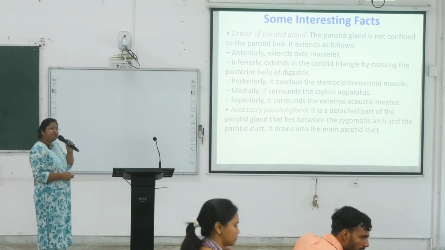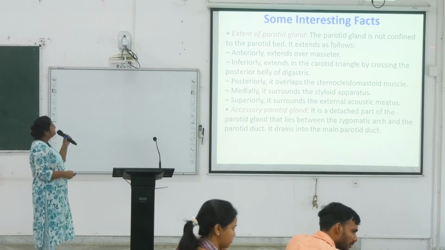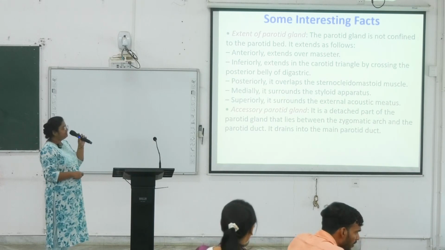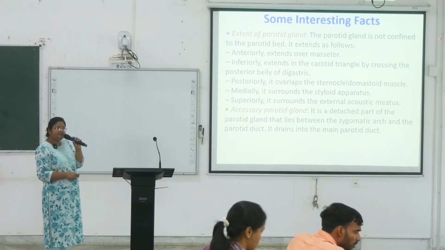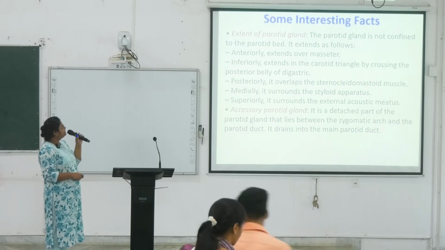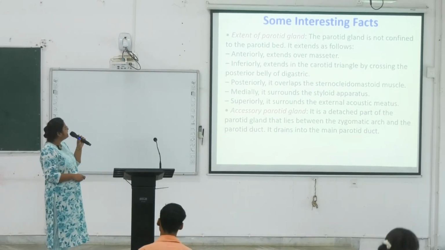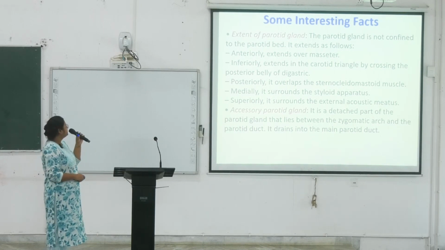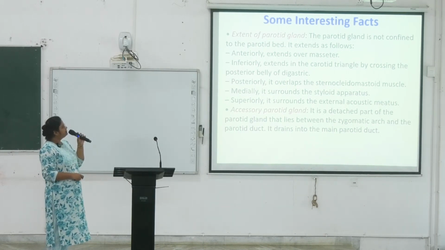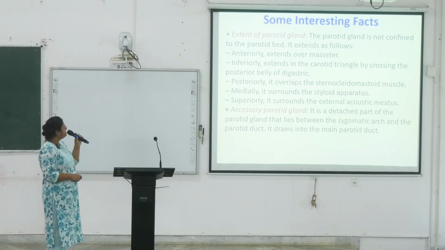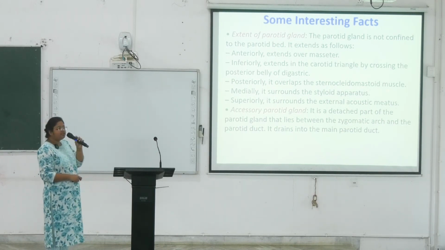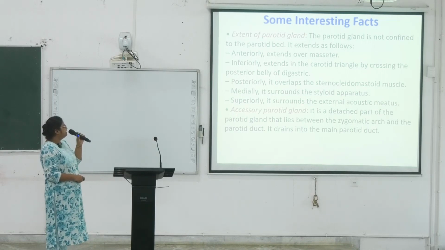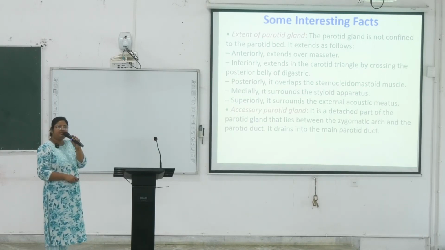Now, extent of the parotid gland. The parotid gland is not confined to the parotid bed. It extends anteriorly over the masseter, inferiorly it extends into the carotid triangle by crossing the posterior belly of digastric. Posteriorly, it overlaps the sternocleidomastoid muscle. Medially, it surrounds the styloid apparatus and superiorly it surrounds the external acoustic meatus.